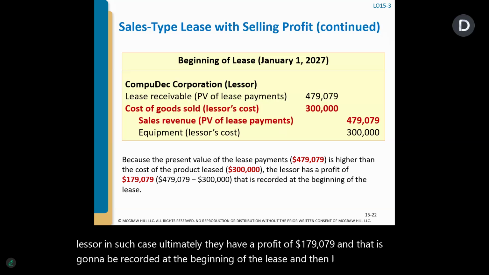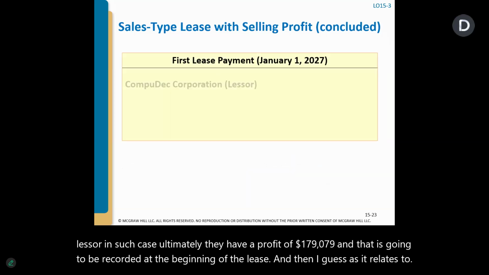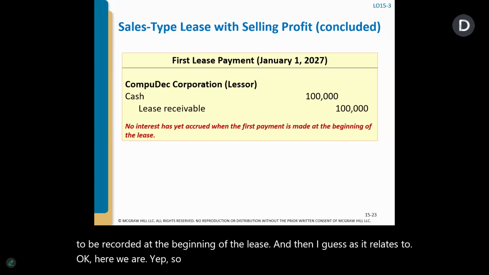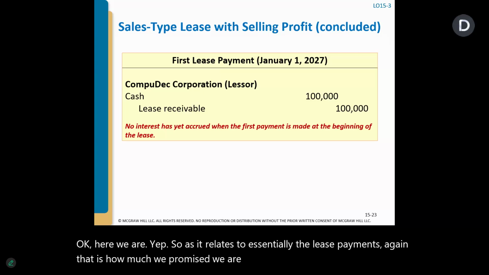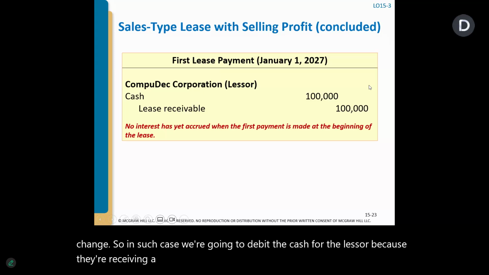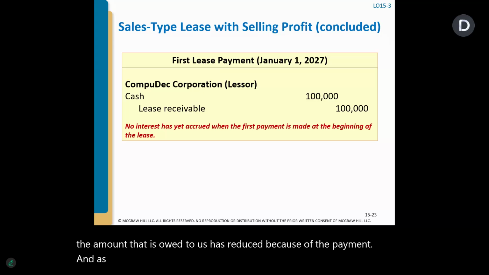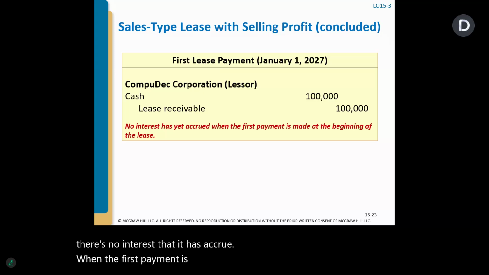As it relates to the lease payments, that is how much we promised we are going to pay to the lessor. It does not change. In such case, we debit cash for the lessor because they're receiving $100,000 in cash, and then credit lease receivable because the amount that is owed to us has reduced because of the payment. As it states here, the payment was made January 1st, 2027. Therefore, there's no interest accrued when the first payment is made at the beginning of the year.